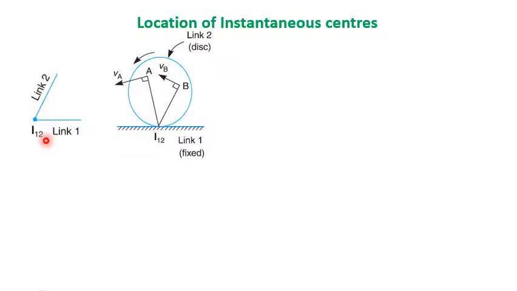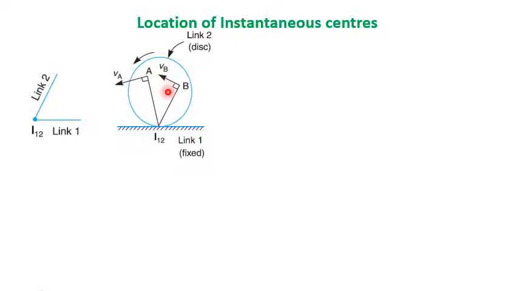So in the second case, when two links have pure rolling motion, that is, without slipping on the fixed link. This is the fixed link or frame. So this is a disc having pure rolling motion without any slip. One example is the rolling of a tire on a road.